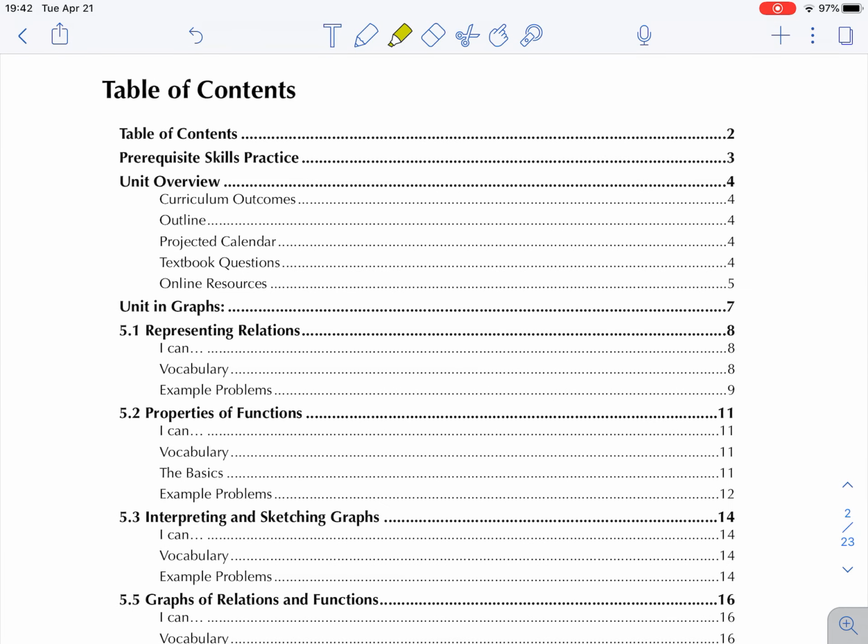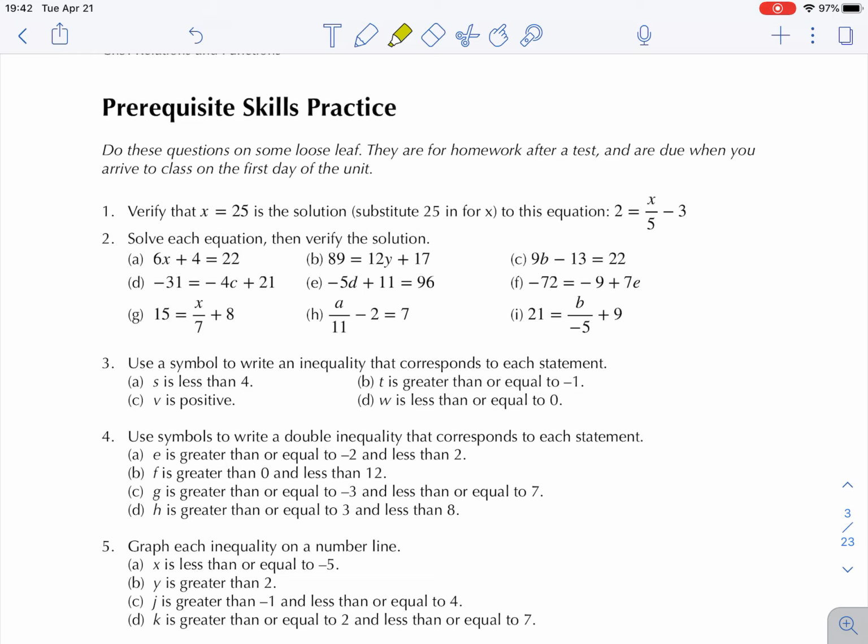Alright, so in your notes, we've got a table of contents, which will show you where everything is in the notes. You'll have your prerequisite skills practice, which you should have done before the unit starts. It reminds you of the topics and the content that you should remember before you start this unit. Then we move on to the unit overview.